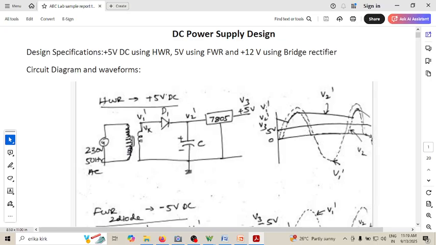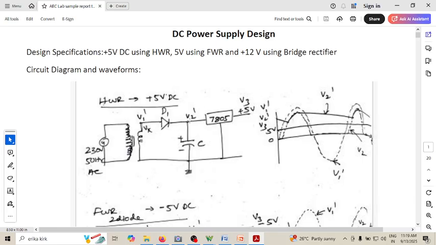I have written the waveforms here. V1 dash is the waveform at the input of your rectifier, which is this dotted one. If you simply connect a resistor, you will get this V2. So V2 is nothing but the waveform of the half wave rectified signal. The moment you put the capacitor, you are going to get this ripple voltage. That is V2 dash.